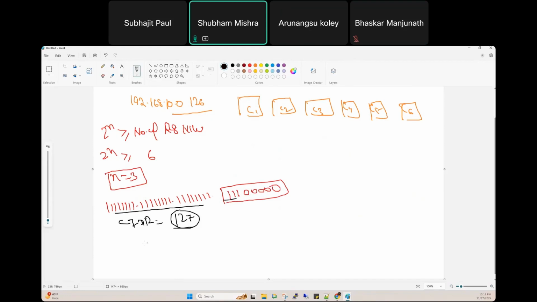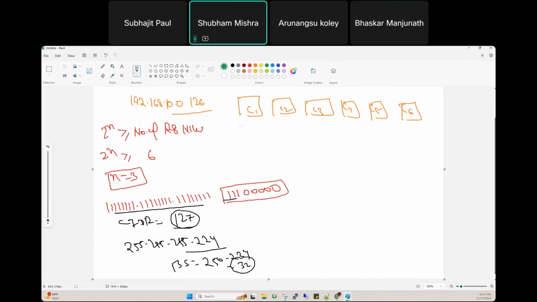If this is the CIDR, what will be the subnet mask? 255.255.255.224. Agree, everyone? You can calculate that. That will be the subnet mask. Now, what will be the block size? 256 minus 224. What will be the value? I think 32. That will be the block size. Everyone agree?